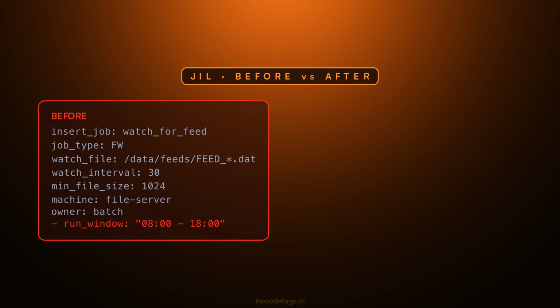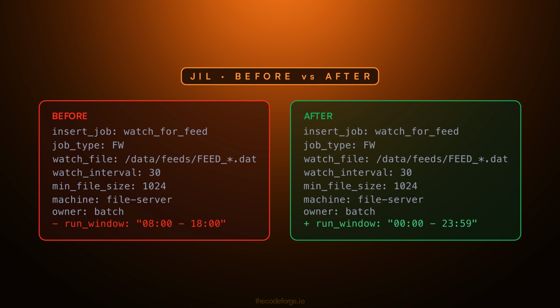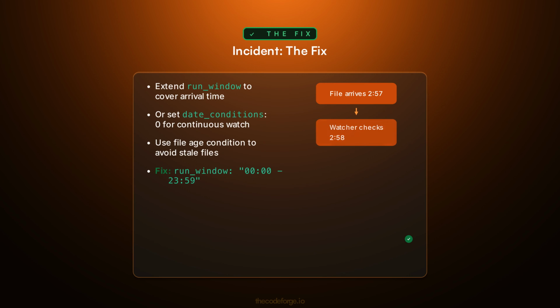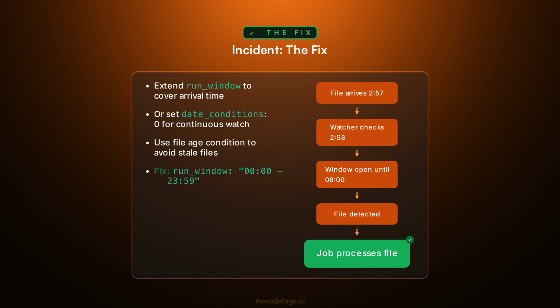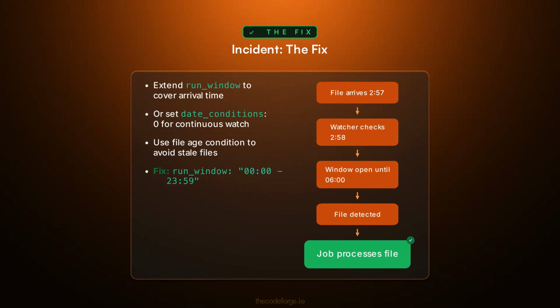A file watcher job had a run window that ended before the file arrived, causing the job to never detect the file. The fix extends the run window to cover the file arrival time. The fix is to extend the run window to cover the full overnight batch window, e.g., 0000-0600. Alternatively, set date conditions 0 so the watcher runs continuously, and add a condition that checks file age before triggering downstream jobs. The key is to ensure the window is open when the file arrives.